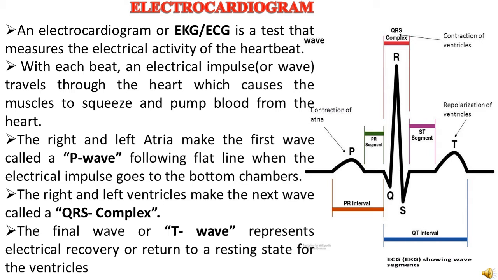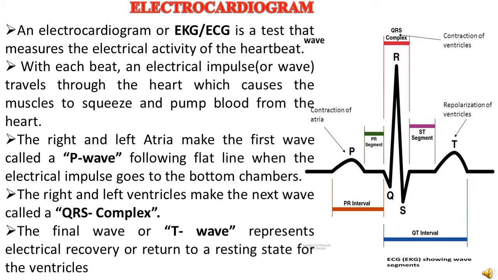In the figure, we can see the right and the left atria make the first wave, which is known as the P wave. This P wave symbolizes that there is a contraction in the atria. It follows a flat line when the electrical impulse goes to the bottom chamber, and this part is known as the PR segment. The right and the left ventricle make the next wave, which is known as the QRS complex. The QRS complex demonstrates that there is contraction of the ventricles.